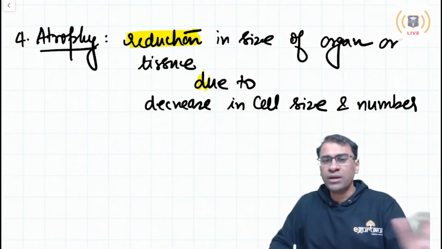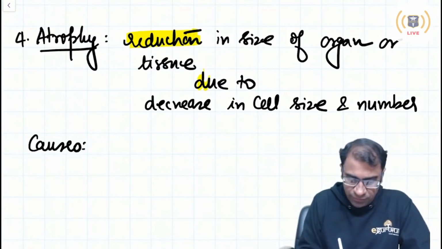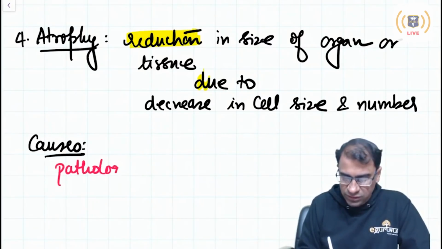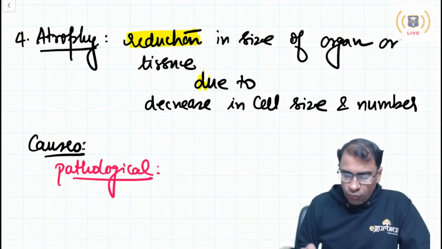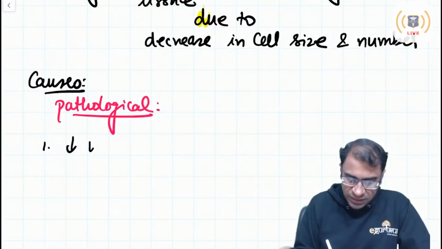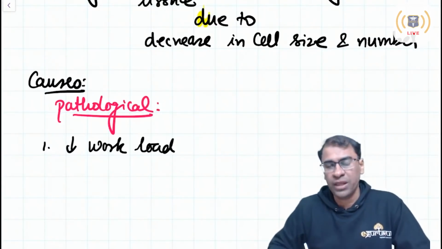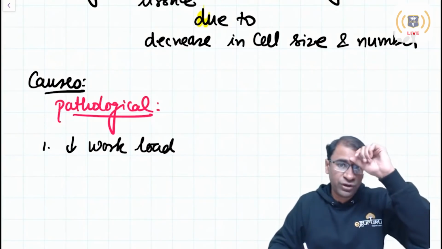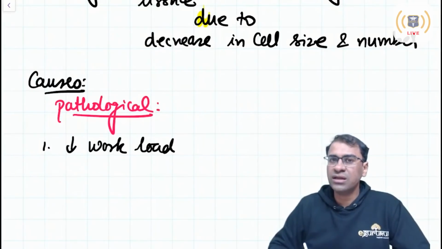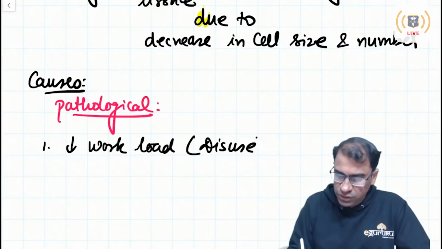So what are the reasons or the causes of atrophy? There can be some physiological and pathological causes. Let's write the pathological causes first. One of them is decreased workload. Decreased workload causes atrophy of a tissue, and this is often referred to as disuse atrophy.